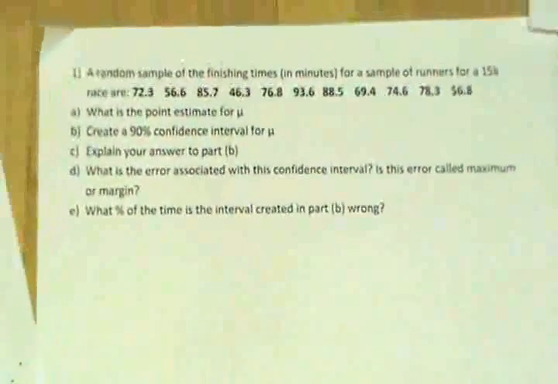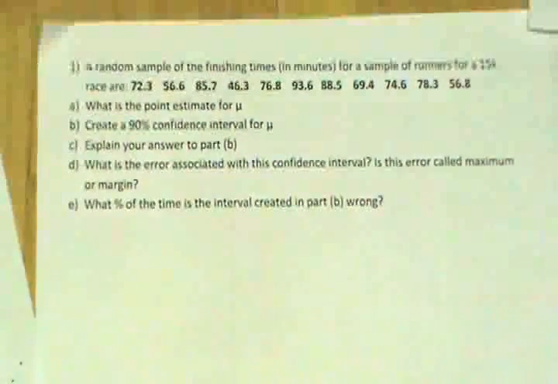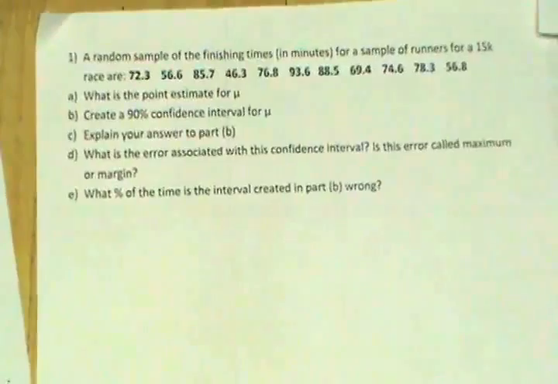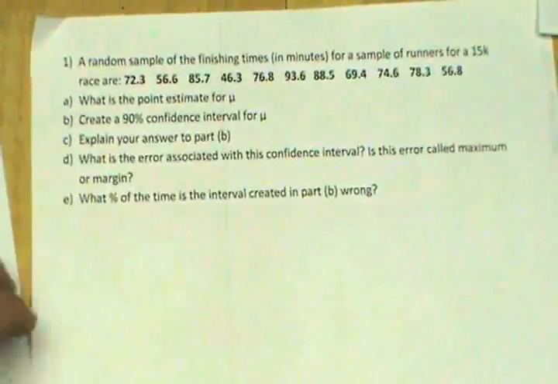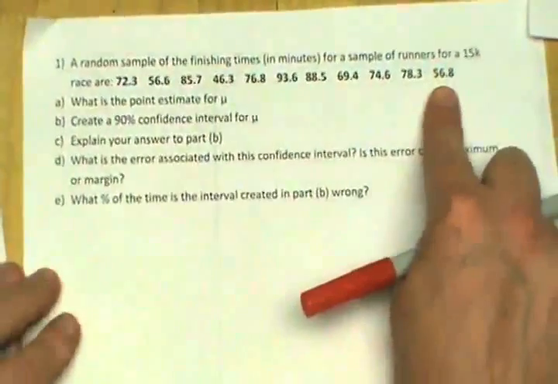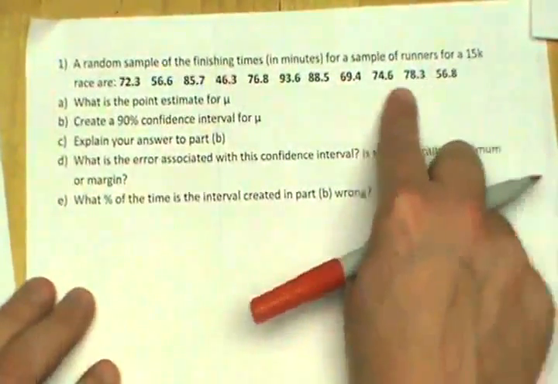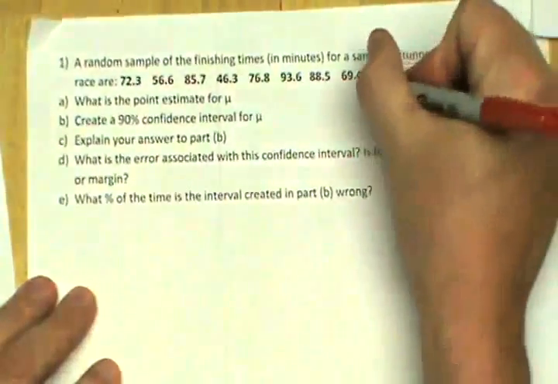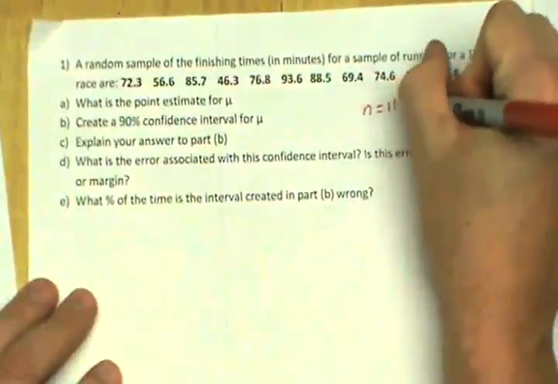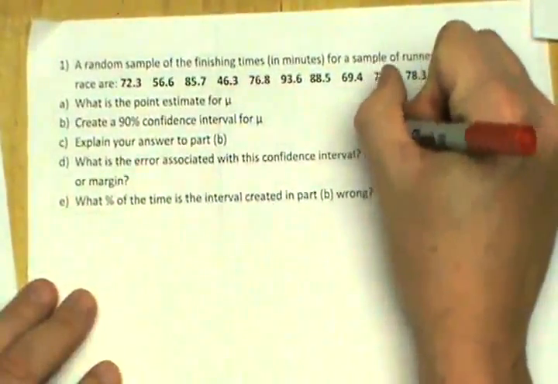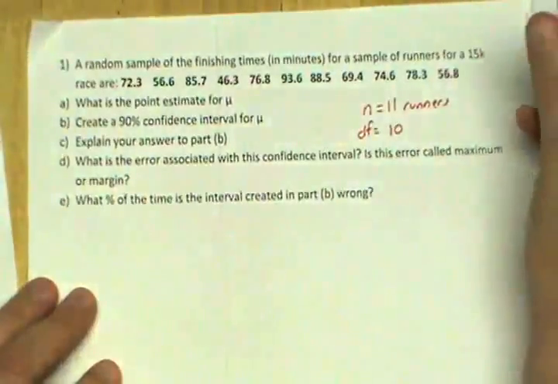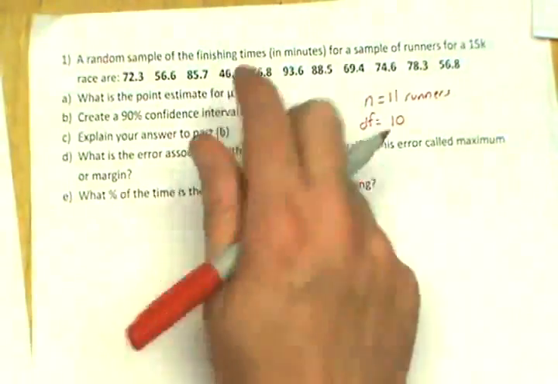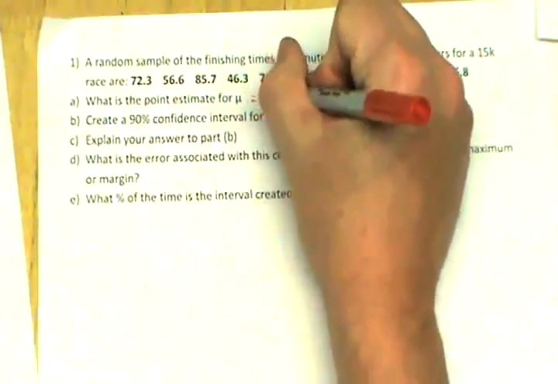Okay, so here's a problem. A random sample of finishing times for a sample of runners for a 15K race are given. These are the sample of finishing times in minutes for some runners. If you notice, we have 1, 2, 3, 4, 5, 6, 7, 8, 9, 10, 11 runners. So our sample size is 11 runners, and so our degree of freedom is going to be 10, one less than 11. That's going to come in handy when we go to solve this actual question. So what is the point estimate for mu? The point estimate is another way of saying what is the sample mean.